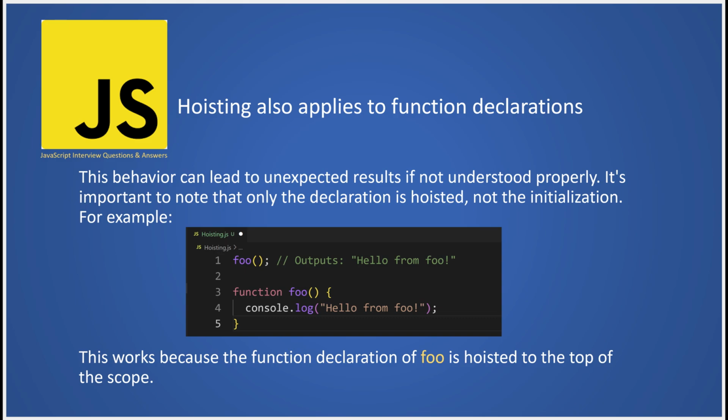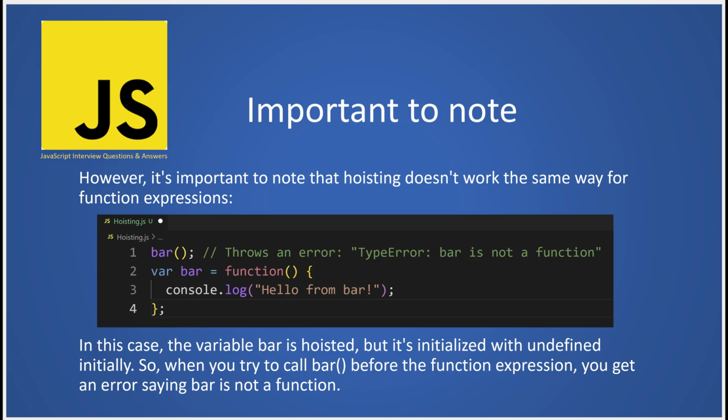Hoisting also applies to function declarations. If you call a function before its declaration, it will still execute without any error because its declaration is hoisted to the top of the scope. However, things get a bit tricky when it comes to function expressions. For instance, if you try to call a function expression before its declaration, it throws an error. This is because the variable holding the function expression is hoisted, but its initial value is undefined.